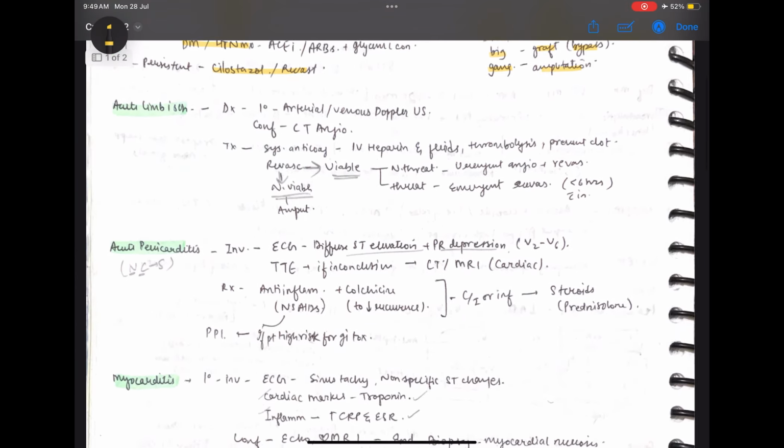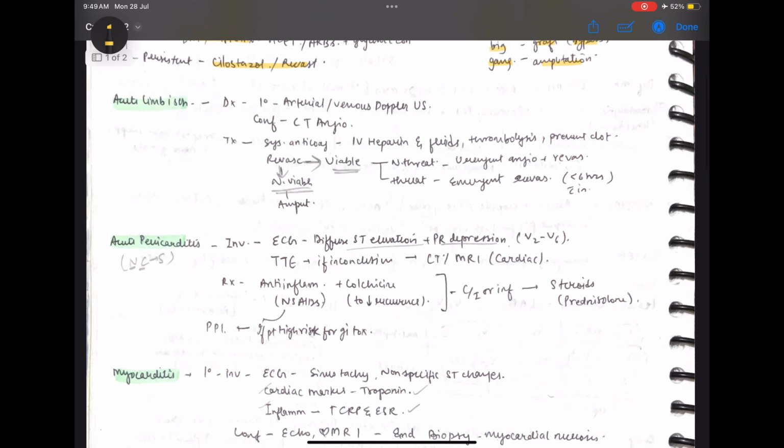Next is acute limb ischemia. For the diagnosis, the initial investigation is arterial or venous Doppler ultrasound, and for the confirmation we have to do CT angio. And the treatment protocol starts with systemic anticoagulants, that is IV heparin. Along with that we'll have to give fluids and thrombolytics.